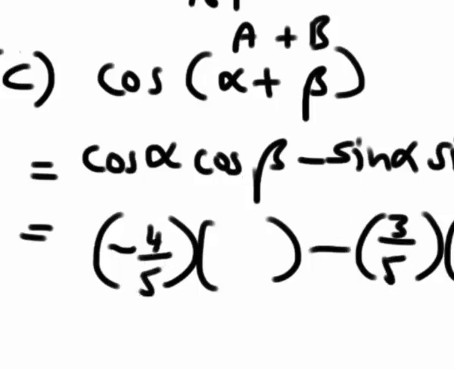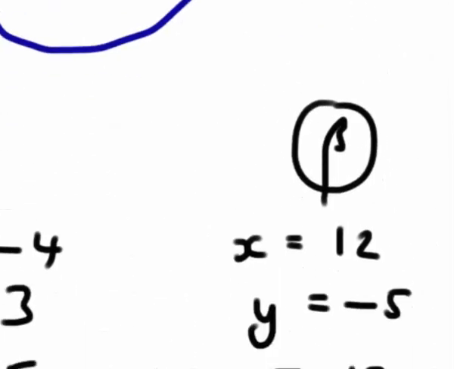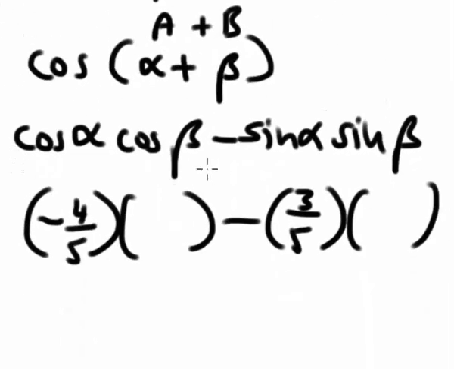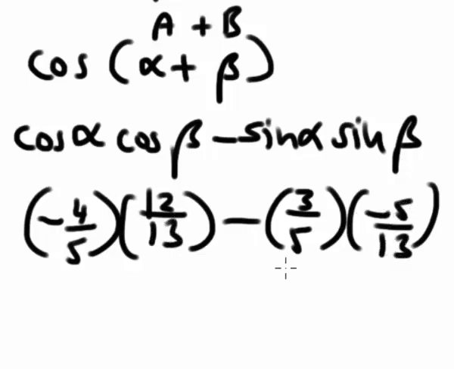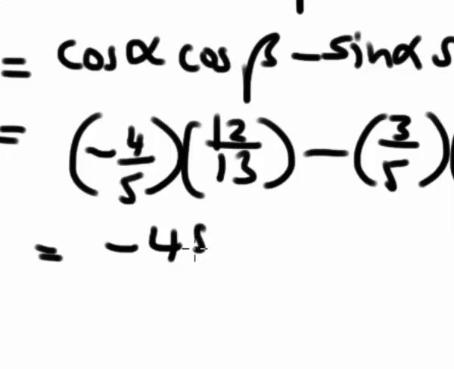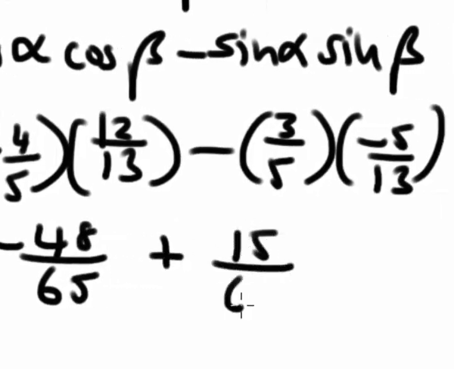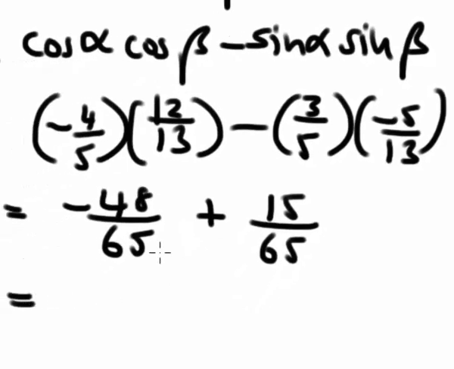And what about the betas, cos and sine? Cos of beta is 12 over 13, x over r, and then the y is -5 over 13. So it's 12 over 13 here, 12 over 13, and -5 over 13. So what's that? -48 over 65. Minus, and the minus is a +15 over 65. Then -48 plus 15 is going to give you, if you think about that, -33 over 65. Okay.